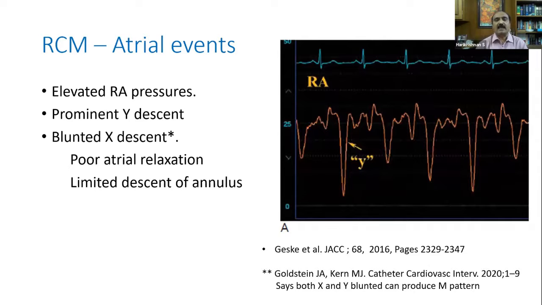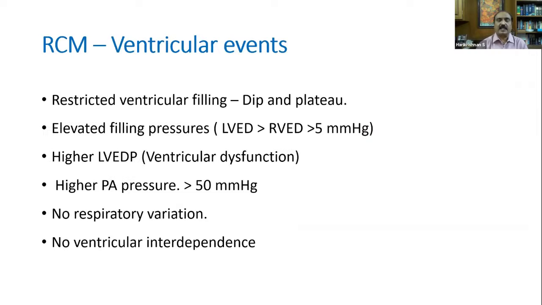And there is a prominent Y descent due to the restricted, rapid diastolic filling. Well, what are the ventricular events? The restricted ventricular filling, dip and plateau pattern, elevated filling pressures. Here the myocardium is abnormal. So the left ventricular end diastolic pressure is higher than the right ventricular end diastolic pressure by at least 5 millimeters. So this is an important criterion: LVED more than the right ventricular ED by more than 5 millimeters.